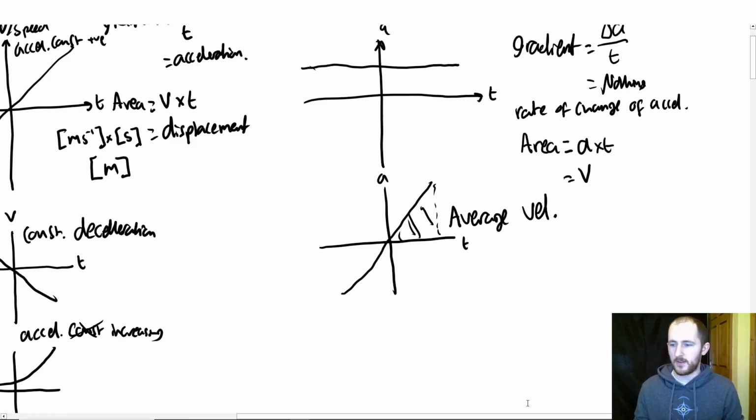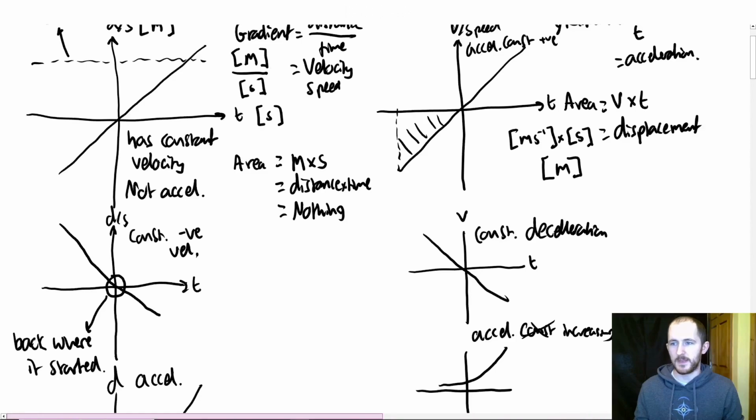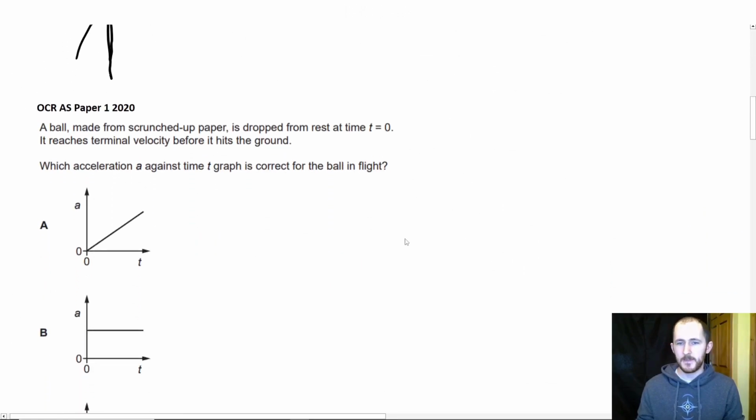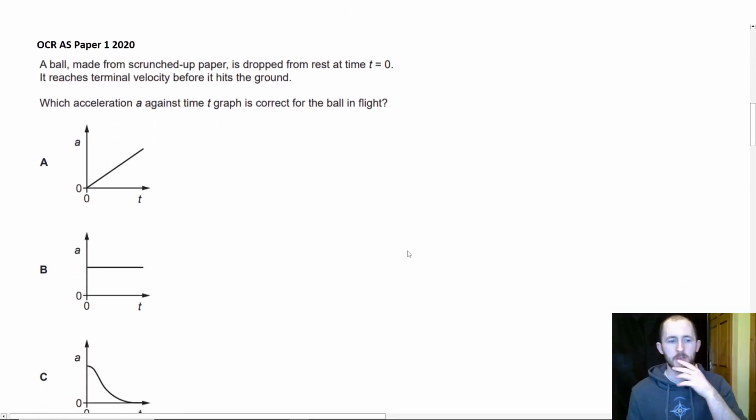Okay, so that's quite a long explanation of the different kinds of graphs that we can be dealing with. And again, we may come on to different types of graphs later on. So for example, when we do momentum, there are graphs for momentum. This is specifically the ones for things like suvat. Okay. So again, I've got some questions from different exam boards.